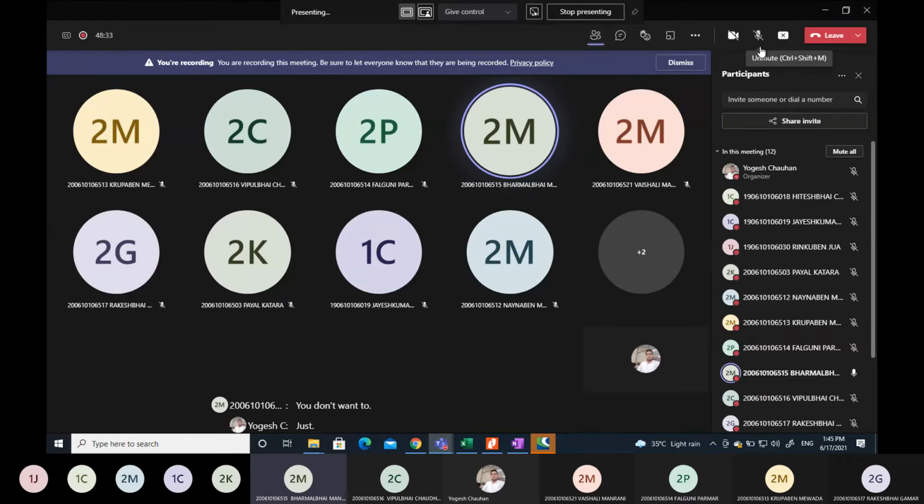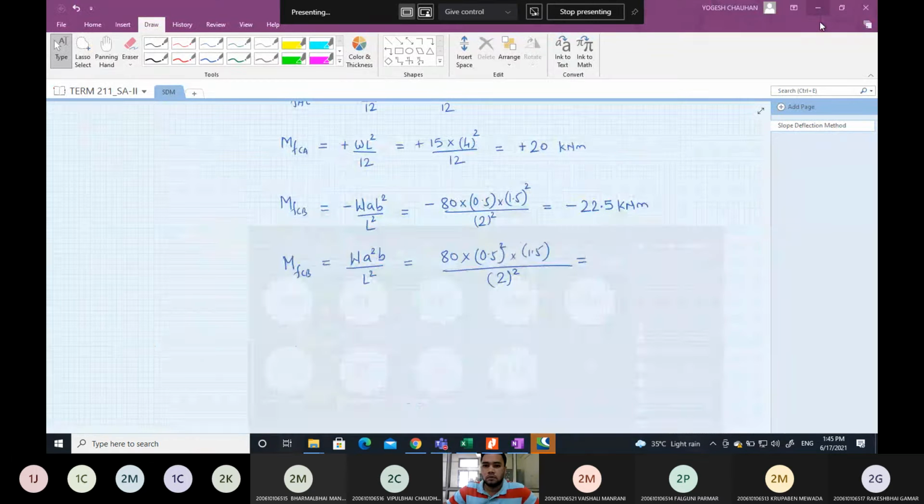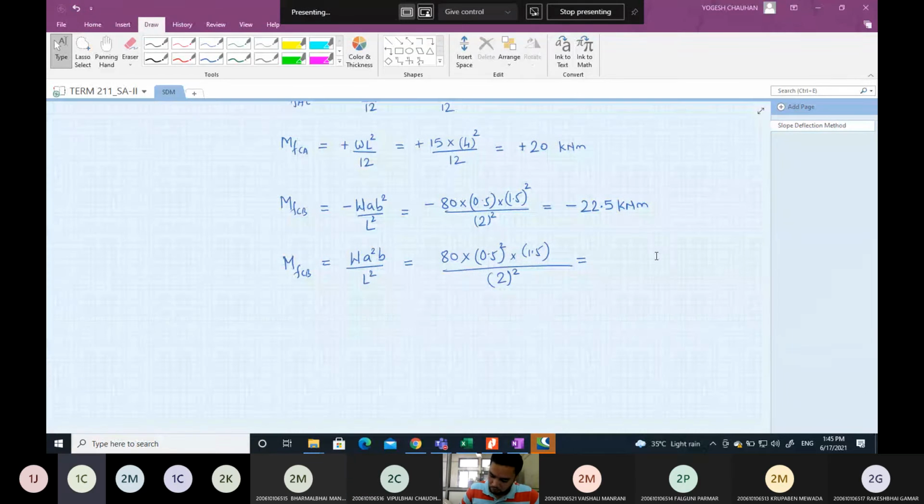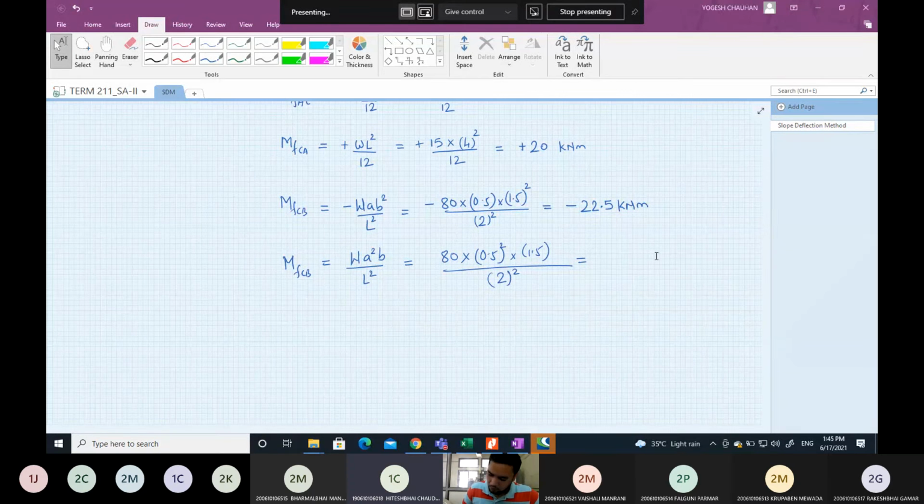7.5 kilonewton meter. How much? 7.5. So 13. 13. 7.5.